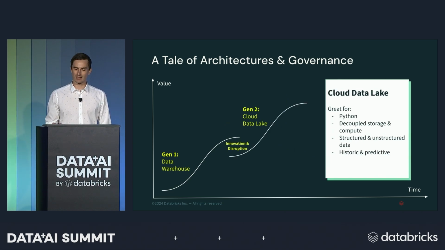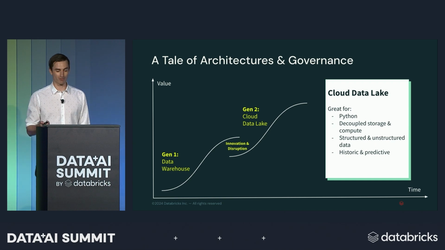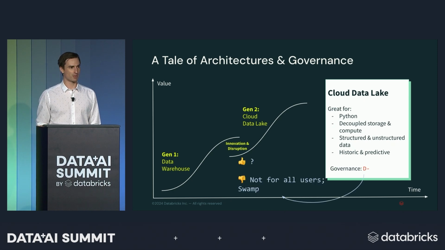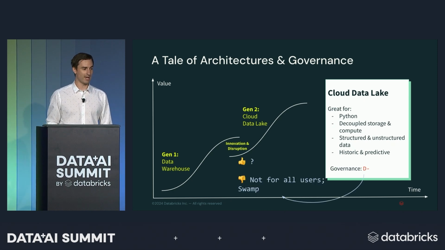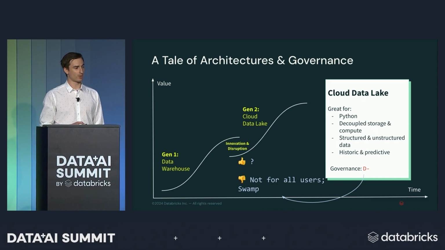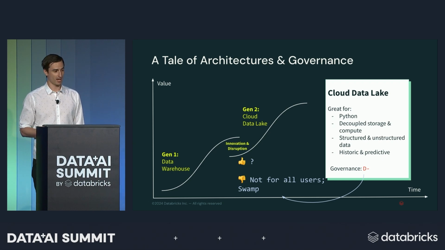But then came the cloud data lake. That was good for a number of reasons. We got Python, we decoupled storage and compute and realized those cost optimizations. And we also had support for unstructured data and machine learning as well. But from a governance perspective, it was actually a really big step back, right? And I'll give a couple of examples here. So the first one, you had to maintain a separate data warehouse in most instances. So you didn't have all of your users there because your users who were doing SQL and BI were in your data warehouse.